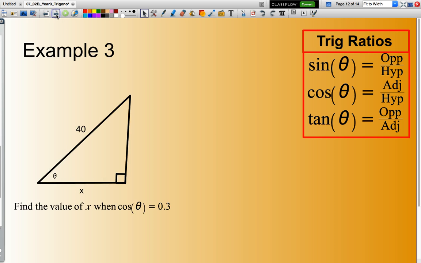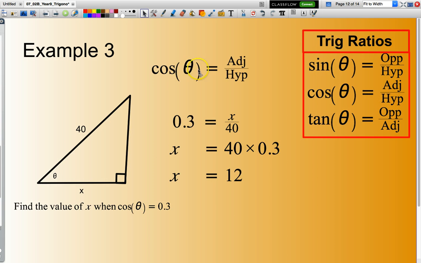And the last example, a little bit different this time. Find the value of x when cos theta equals 0.3. So you'll see here, I'm trying to work out this length here, and I've been told that cos theta equals 0.3. Quickly, my ratio for cos theta equals the length of adjacent divided by hypotenuse. So here we go.